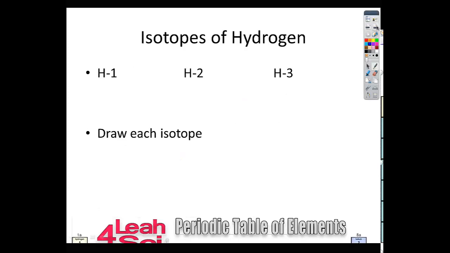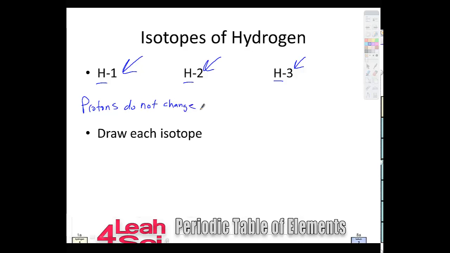A couple other things that we should look at. We have this right here. These numbers at the end each tell us something. Now if you look at it, each one of these is hydrogen. So right away we should start thinking about our protons. The protons are not changing. If you change the number of protons, you're changing the element. So obviously these numbers right here are not the atomic number. Instead, these are the atomic mass. Now, if you remember, the atomic mass is equal to protons plus neutrons. So each one of these isotopes has a different number of neutrons.